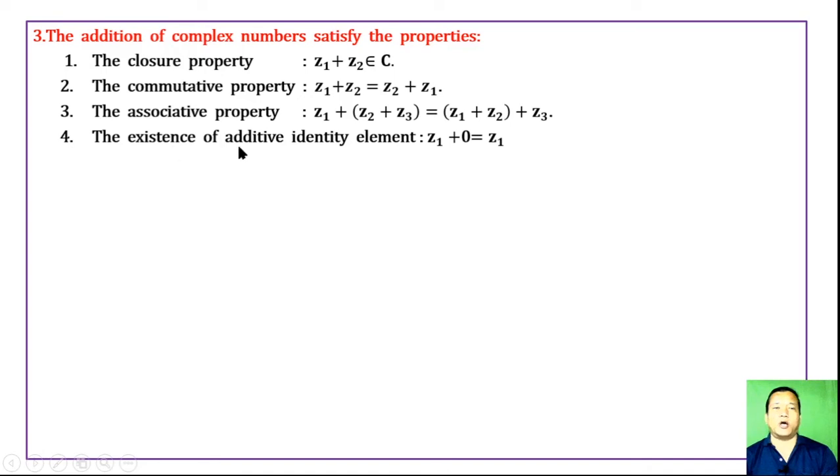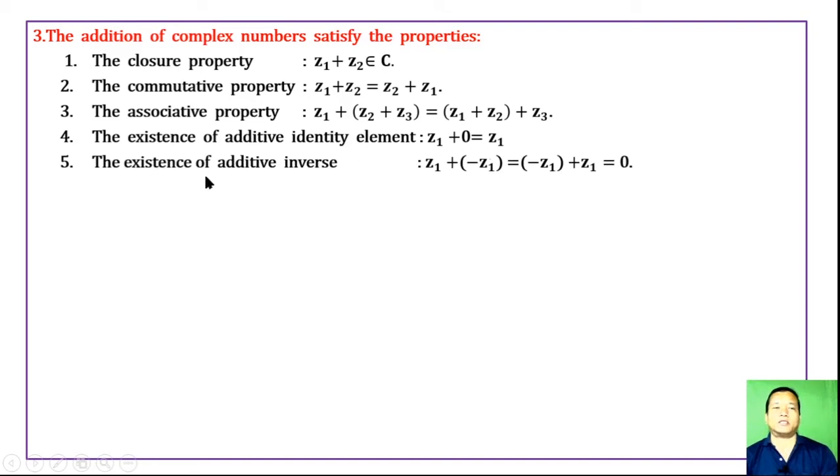The existence of additive identity element. Additive identity element laiba. Z1, any complex number plus 0 is again Z1. 0 is called additive identity element. Z, any complex number 0 haiba complex number sum up torabadi any complex number tai. Mafam asida 0 asibu kari kawe additive identity element kawe.